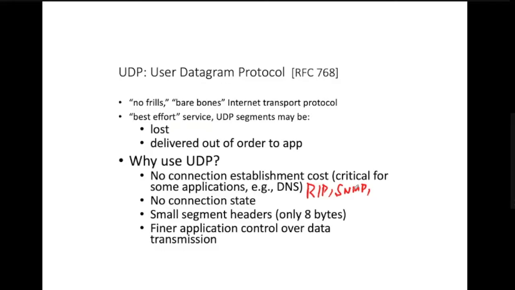Then, since there is no connection establishment, I don't need to maintain any state of a connection. What do I mean by state? In the case of TCP, I have to maintain sender and receiver buffers, and sequence numbers and acknowledgement numbers of the segments that are transmitted or acknowledged. There's no such state to be maintained in the case of UDP. And UDP has, as we'll see in a minute, a small segment header size, only 8 bytes. So it takes less time to process, and that's why it's fast.